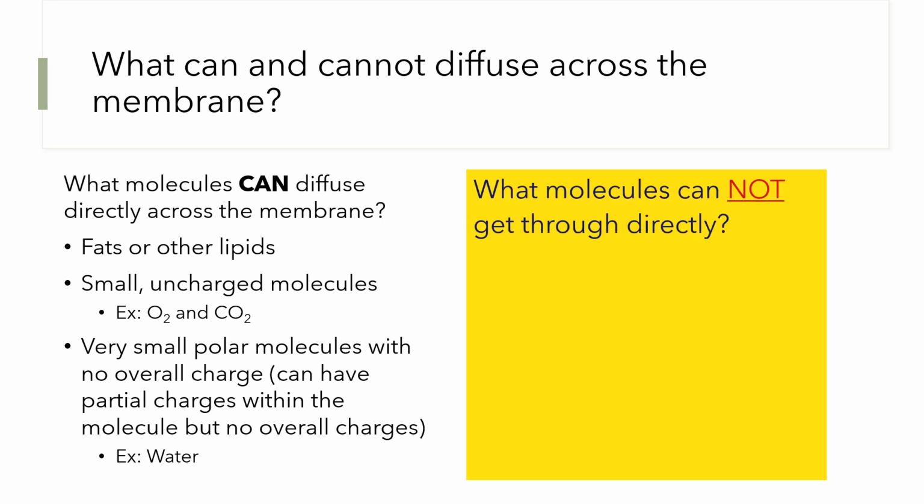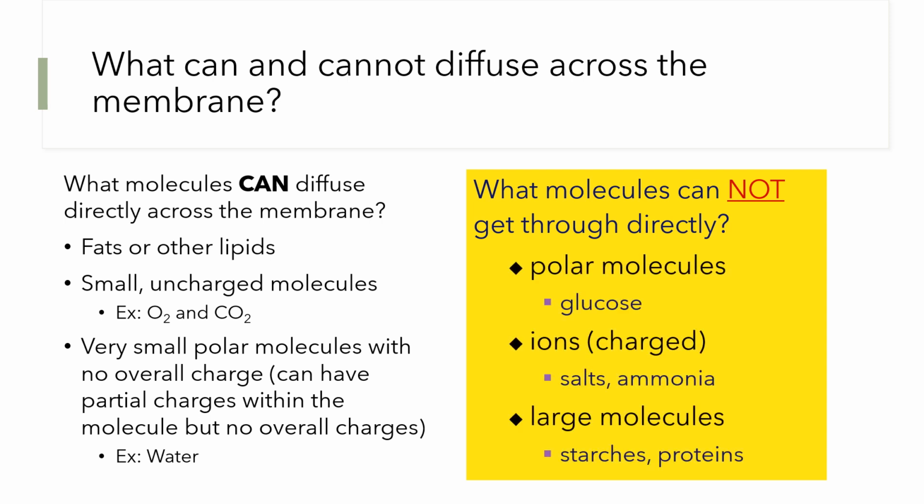So what cannot get directly through the membrane? Anything that is very polar and a normal to large size, something like glucose, sugar, any charged ions like salts, and any large molecules like starches and proteins. So how do we get some of these things in the cell? Because glucose, that's our food, right? That's what cells eat. How do we get the glucose into our cells to be able to get energy from it if it's polar and it can't cross the membrane?